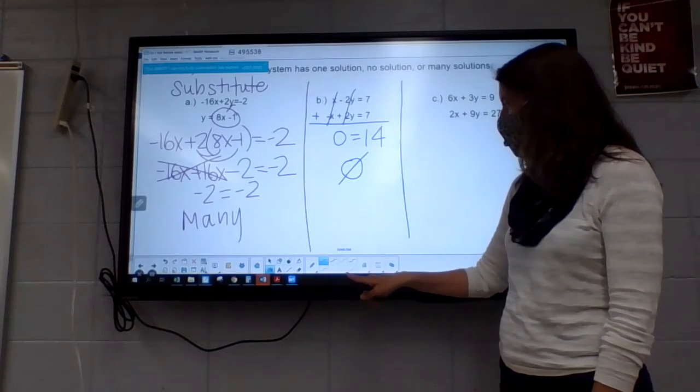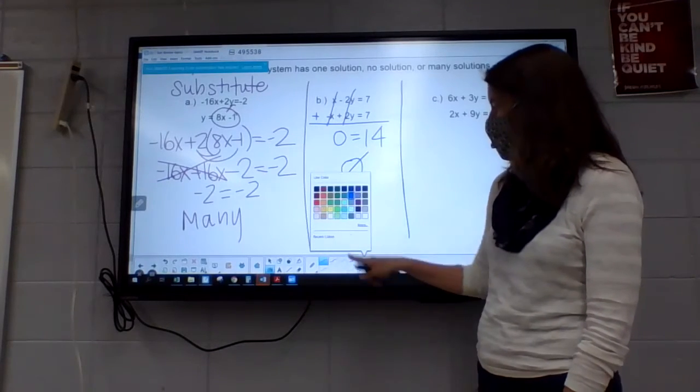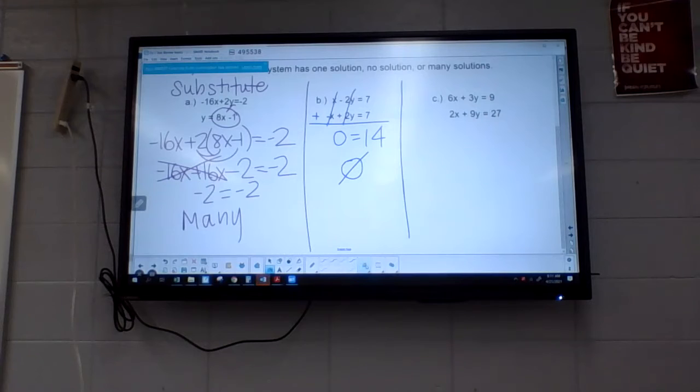Okay, so then we have our last one here. So in this case, everything's nice and lined up. So I would probably use elimination, but nothing will eliminate the way it is. So I see 6 and 2, 3 and 9. And I have to decide what I want to change them by to make something cancel.